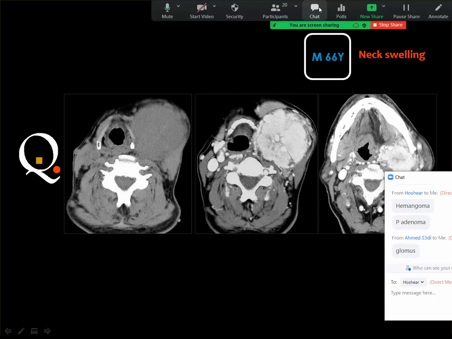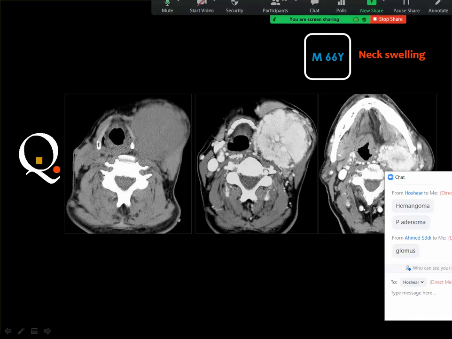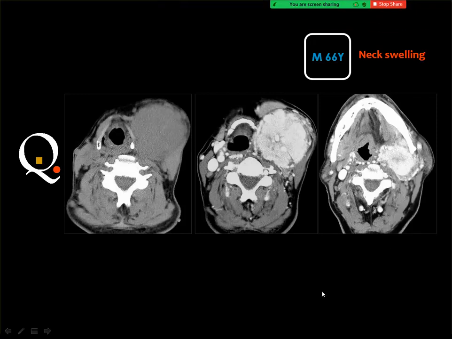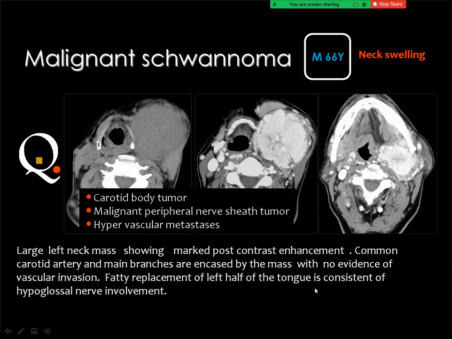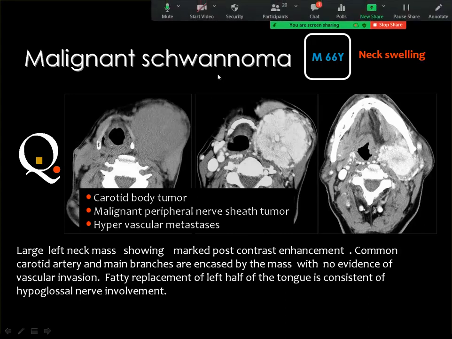Parotid, is it? It is very far from the parotid gland. Glomus, yes, and because of the enhancement, you consider the possibility of a vascular tumor, but in this case, it has been proved to be a schwannoma with malignant transformation.